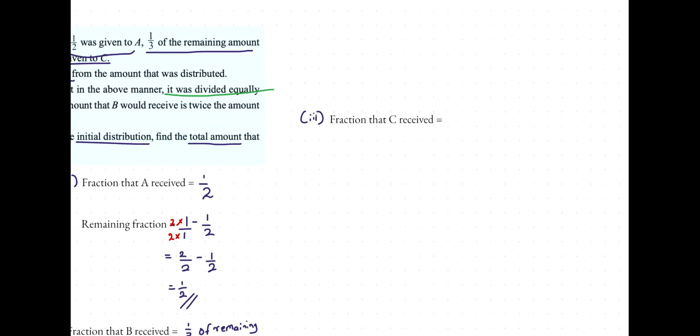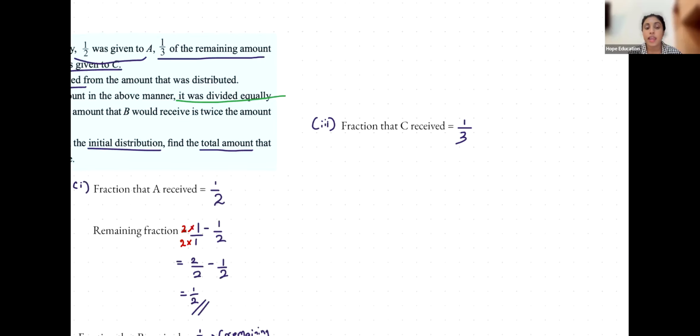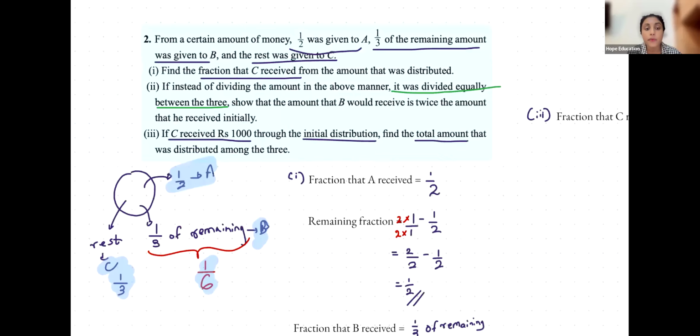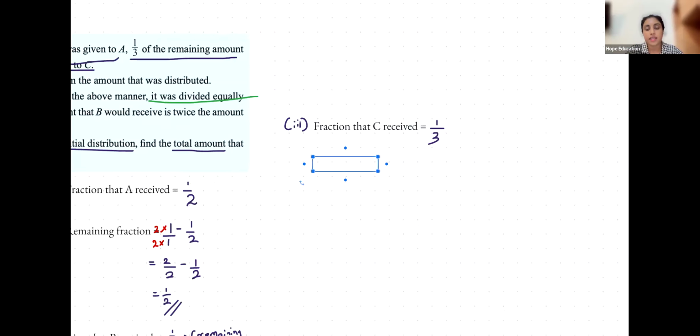Yes, we are doing Roman number 3, right? Yes, we are doing Roman number 3. Yes. Okay, is it clear? Yeah. Okay. So fraction that C received is 1 over 3. And a fraction amount that is 1000 rupees. Amount of money C received.